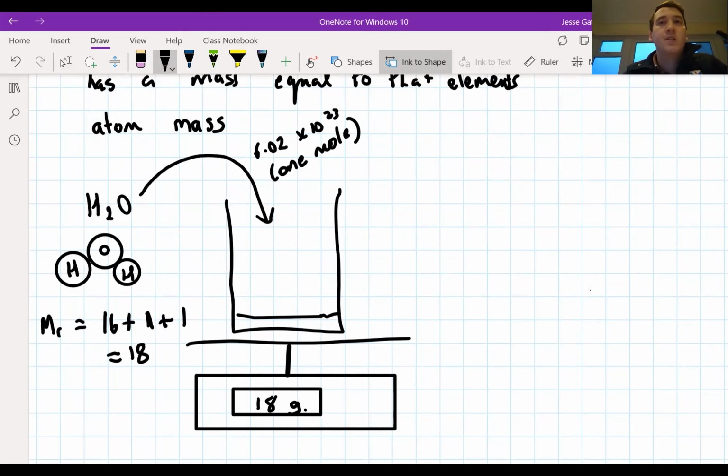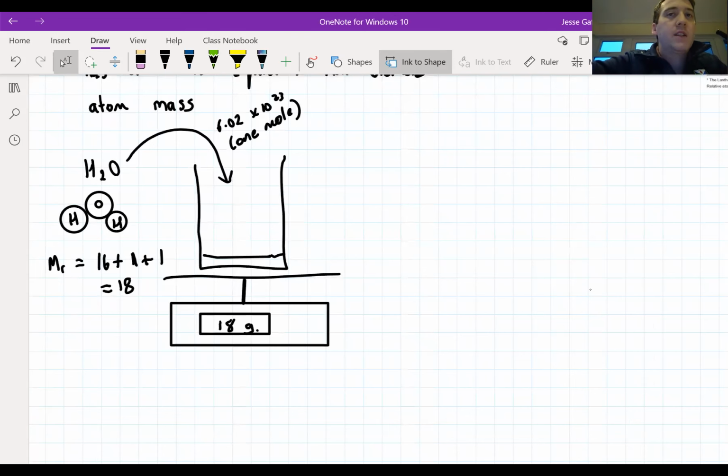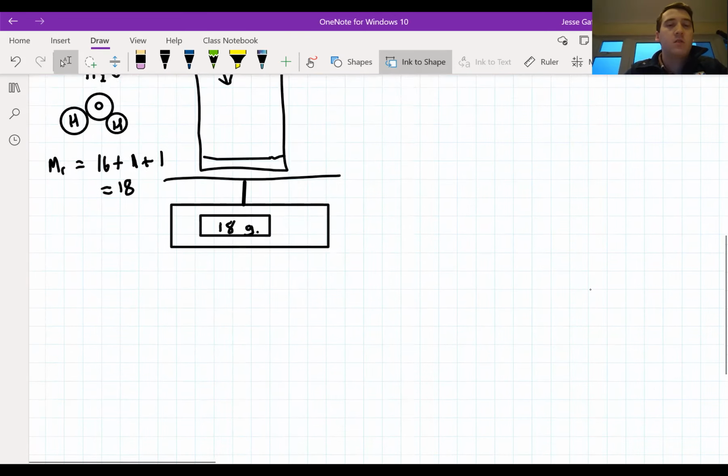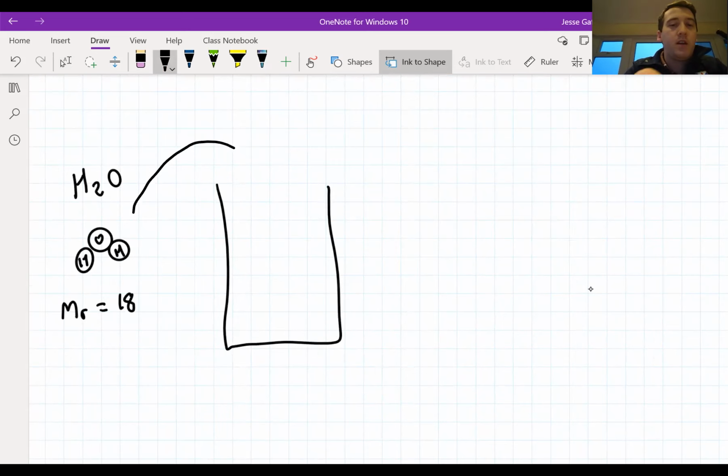Now, let's say instead of adding 1 mole, I decided to add 2 moles. So I did it again. I've got H2O, and I've got the same substance again. I've got an O bonded with 2 hydrogen atoms. This, I know that my MR is equal to 18, same as above. And I take my water and I put it into a beaker. But this time, I'm adding 2 moles.